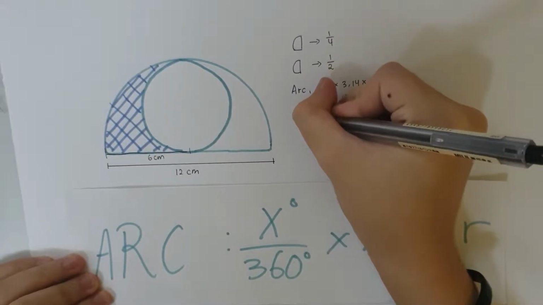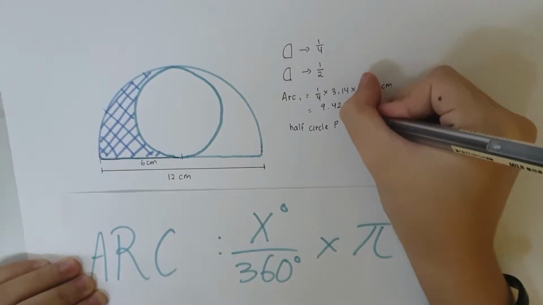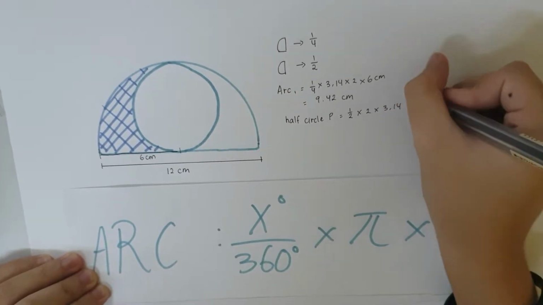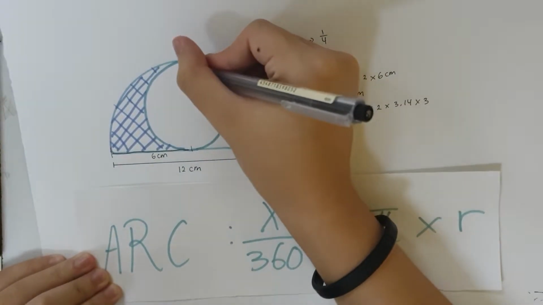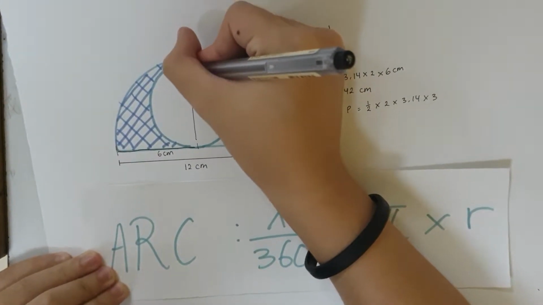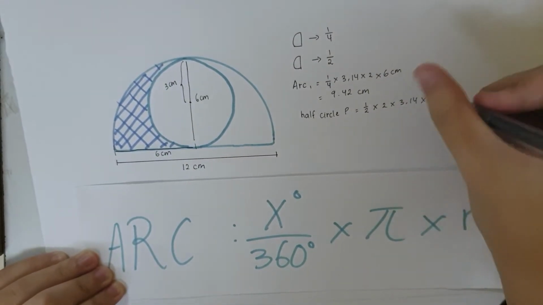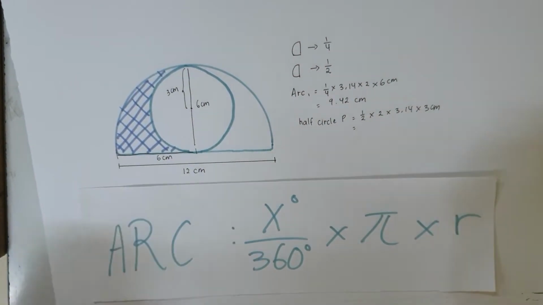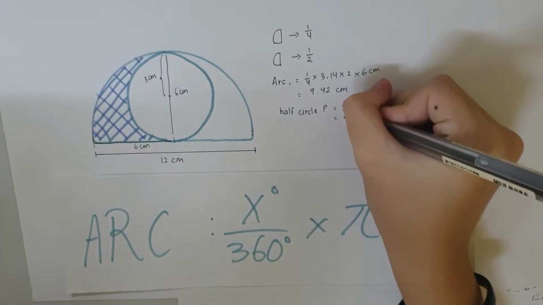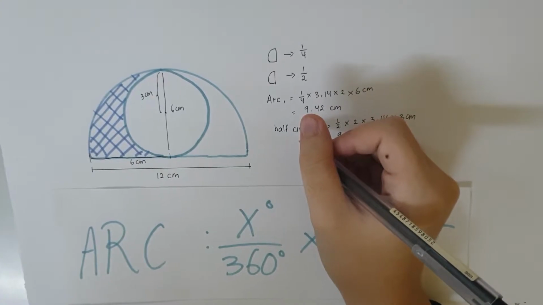And for the next, we are going to have to find the second, which is the perimeter of the half circle. You can use half times 2 times 3.14 times 3 centimeters. As the whole circle's total is 6 centimeters, to find the radius of it, you just have to divide it by 2, which means it will be 3 centimeters. And the total would be 9.42 centimeters.